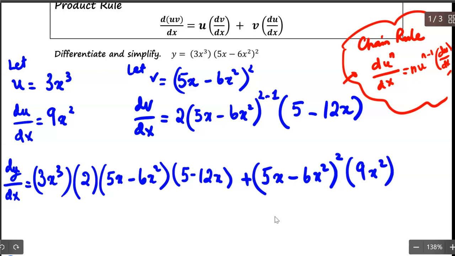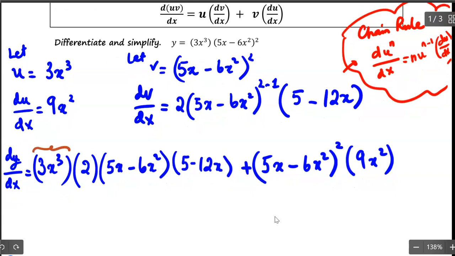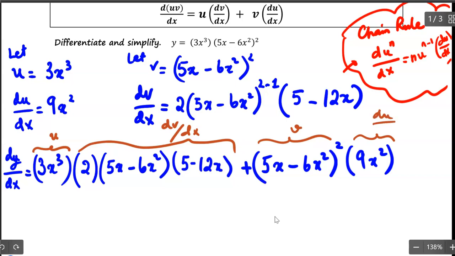So let's double check, and I just want to clarify to everyone, right here is my U, and this whole thing here is my dv over dx. Okay, so double check that we are good. So here is the V, and right here is du over dx. So we follow the product rule. Before we go into the complicated step of factoring this out and then simplifying our answer, it's a good idea to check if we have everything that we need here.